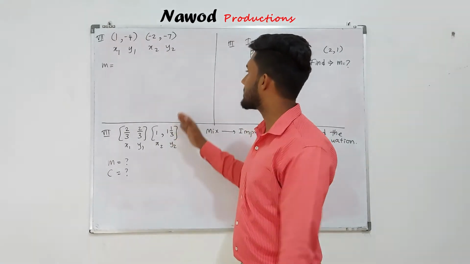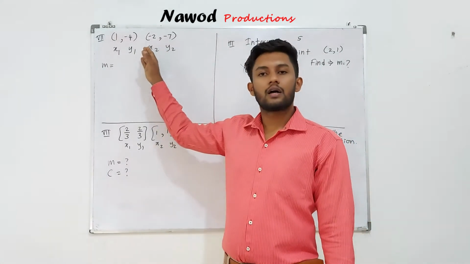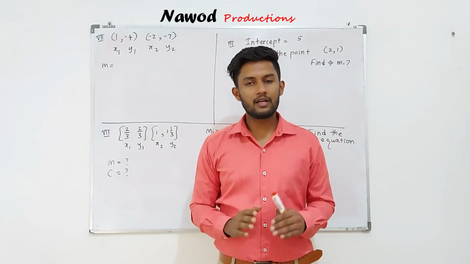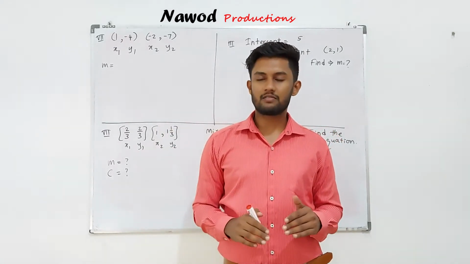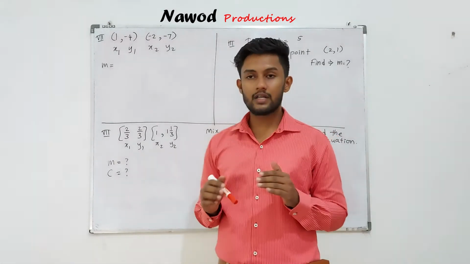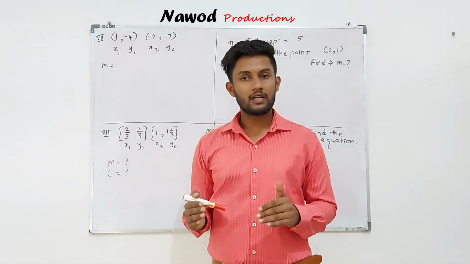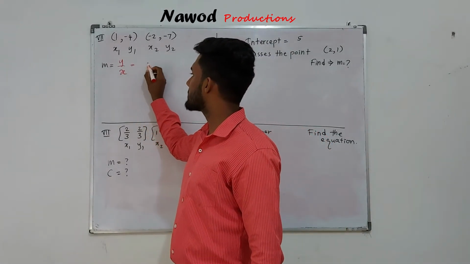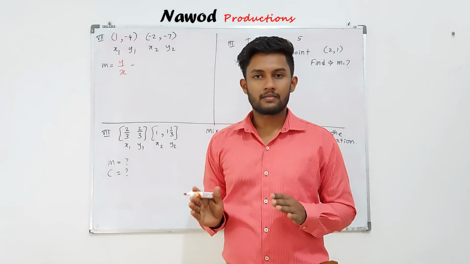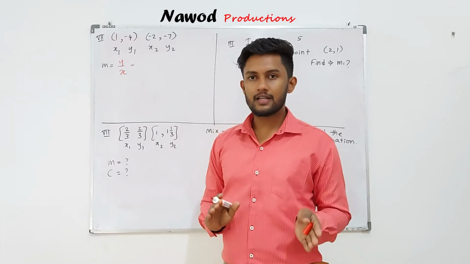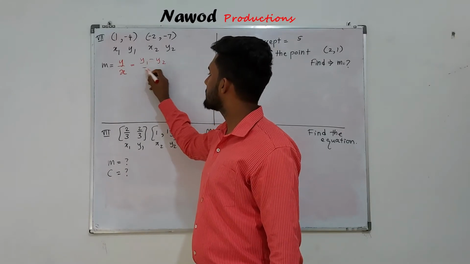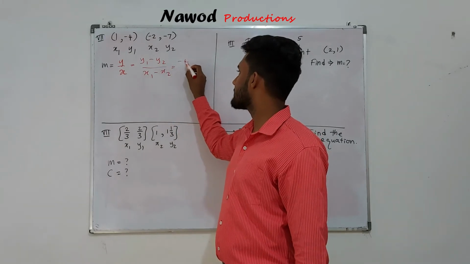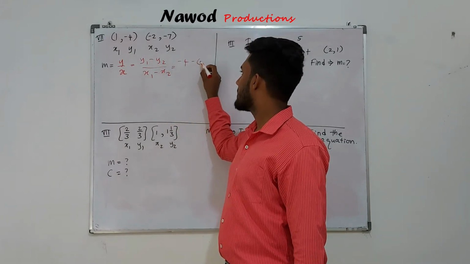Here, in the first question, they have given two coordinates of a straight line. You want to find the gradient, or m. You already know that it is the y difference divided by the x difference. For easiness, I'll put the symbols y1 minus y2 over x1 minus x2. Here y1 means minus 4, and y2 means minus 7.